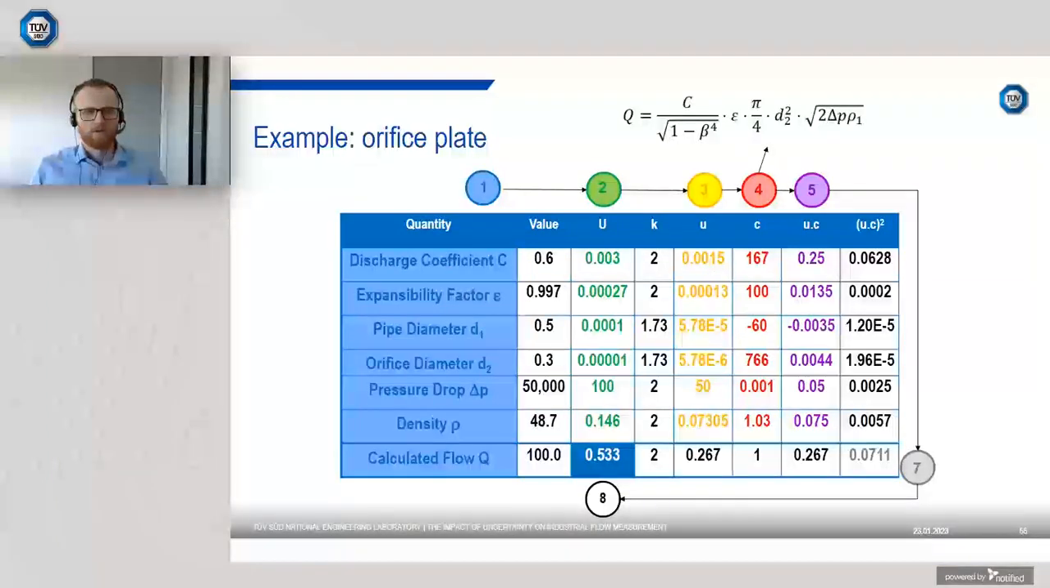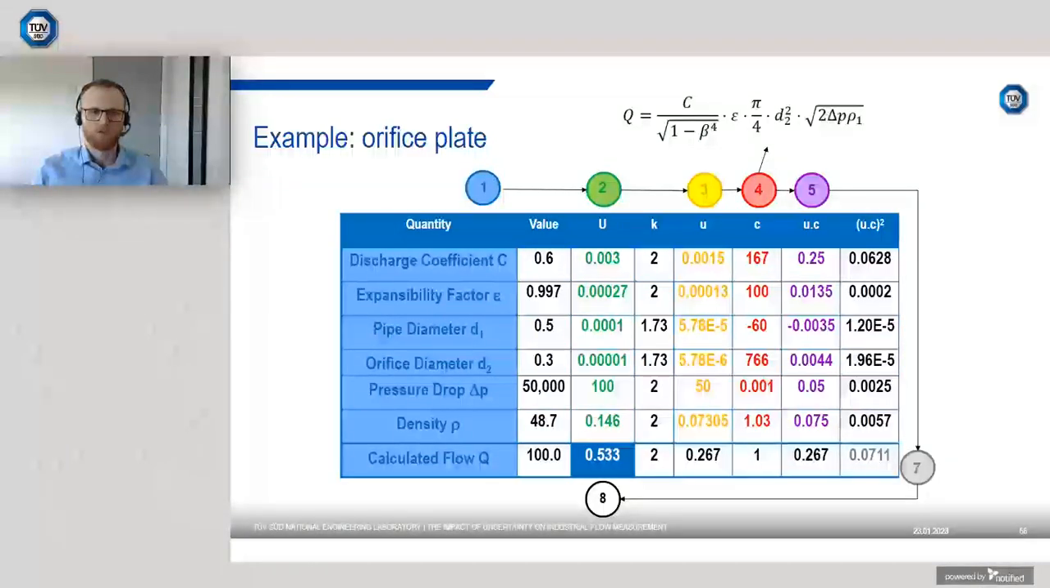In this case, we're assuming nothing is correlated. So what we do here is square each UC term. So we get the column on the far right, and then we sum them together, and that gives us 0.0711. From there, you take the square root, which gives you 0.267. It's already in the correct units because we've used the sensitivity coefficients to get it in the correct output units. So the C is 1, so our standard uncertainty is 0.267.